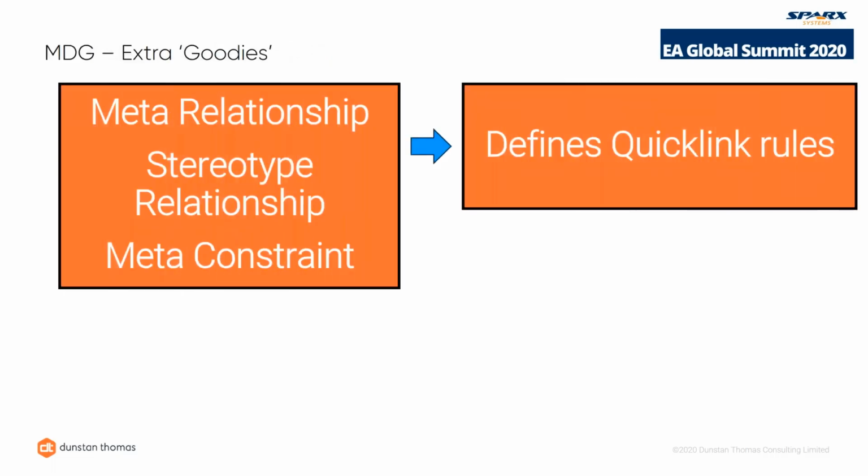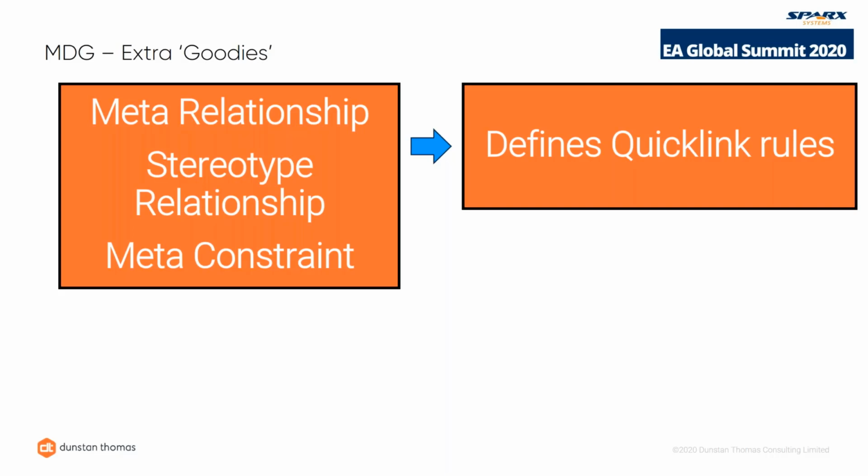The extra things. Now, if you've struggled with MDGs in the past, and I mean prior to EA 13 or 14, you will have known that to do the Quicklink rule, that is when you connect element A to element B on a diagram, you had to go through some horrendous CSV file, and it was a pretty tough task to get it working. I know, been there, got that t-shirt. But luckily, it's much, much easier now in version 14, 15, and so on.